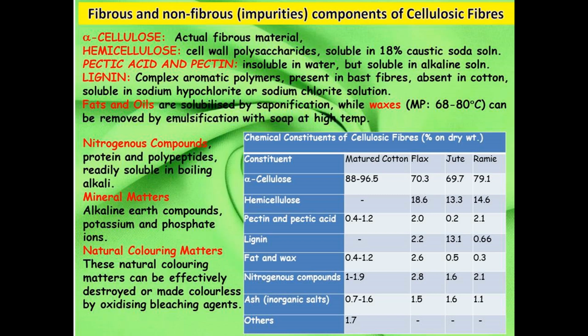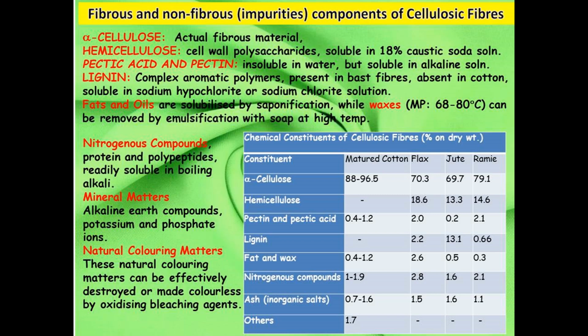Lignin is a complex aromatic polymer present in bast fiber, absent in cotton, soluble in sodium hypochlorite or sodium chlorite solution. Fats and oils are solubilized by saponification, while wax having a melting point of 60 to 80 degrees centigrade can be removed by emulsification in soap at high temperature. Nitrogenous compounds, protein and polypeptides are readily soluble in boiling alkali. Mineral matters are alkali earth compounds, potassium and phosphate ions. Natural coloring matter can be effectively destroyed or made colorless by oxidizing bleaching agents.